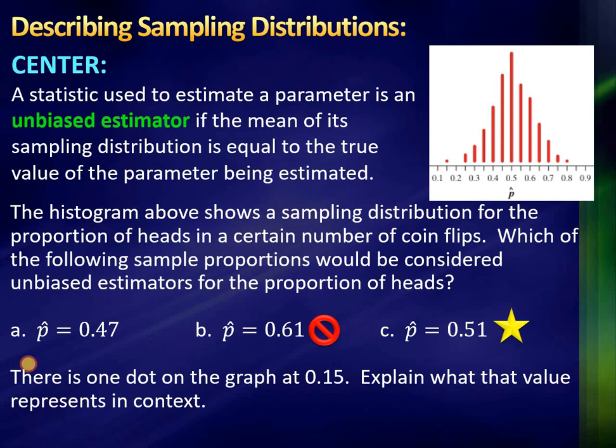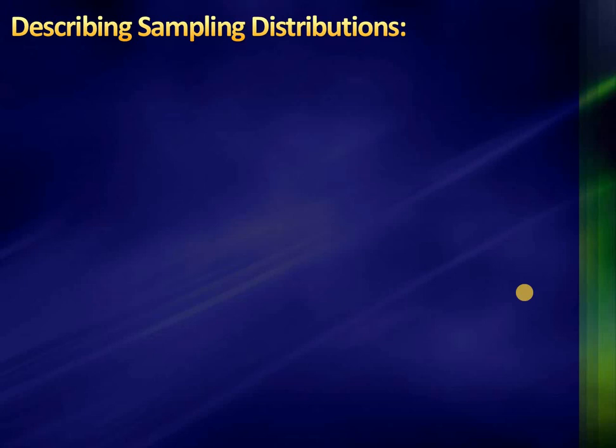When we start getting to values that are a little bit closer, like 0.47, we could actually consider that to be an unbiased estimator because it's fairly close. Okay, an unbiased estimator is something that you'd be pretty surprised about. So again, what does this one dot here represent at 0.15? What's that represent? 3 out of 20. That represents the one sample where we had 3 out of 20 that were red.